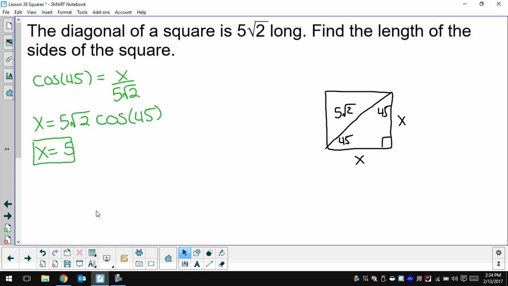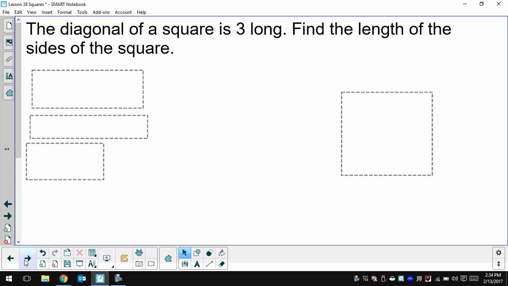This might be one where special right triangles works nicely as well. Again, you could use the Pythagorean theorem, but choose which one is best, which one's easiest, which one you like the most. So pause here and try this one on your own.